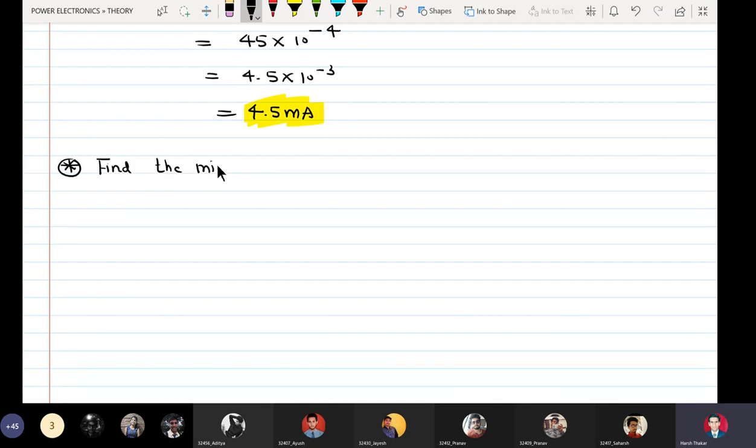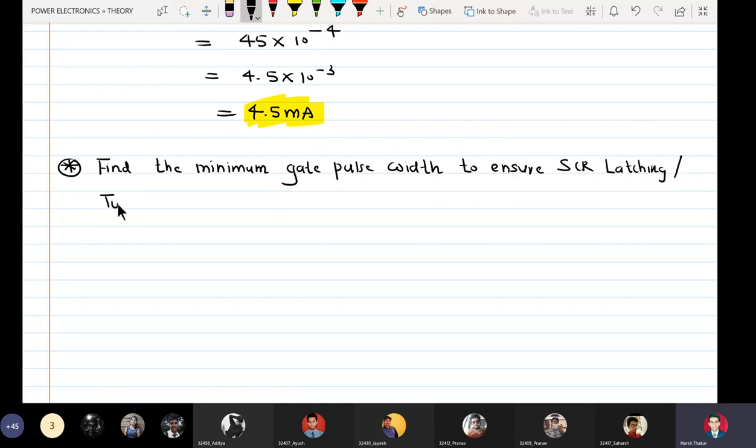Find the minimum gate pulse width to ensure SCR latching, or sometimes it is also given as to ensure SCR turn on, in the circuit shown below.